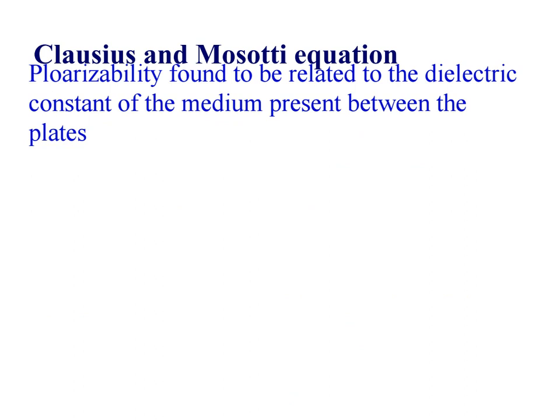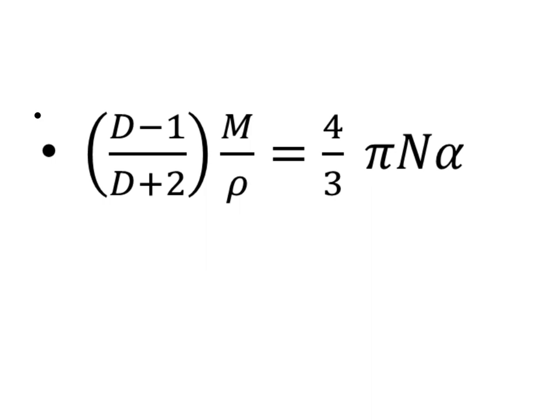According to the Clausius-Mossotti equation, polarizability is related to the dielectric constant of the medium present between the plates. Whatever the atomic polarization or electronic polarization we are talking about, it always depends upon the medium present between the two electrodes. Clausius and Mossotti gave a relation between the polarizability and dielectric constant: 4 by 3 pi n alpha, where n is the Avogadro number and alpha is polarizability. This we are taking as Pi.